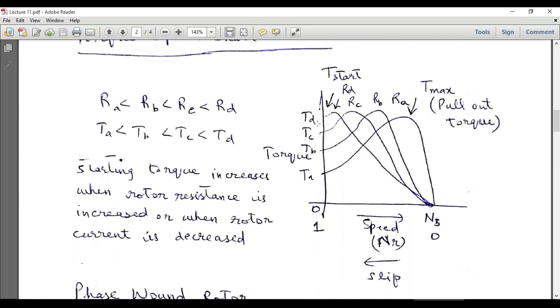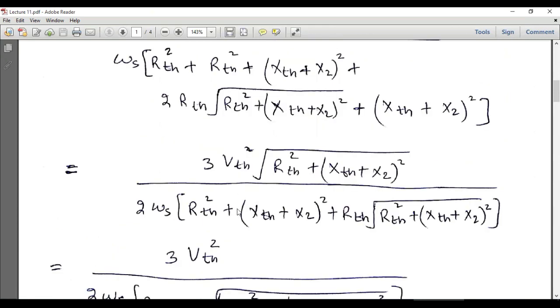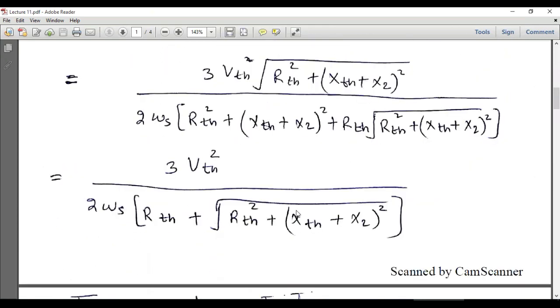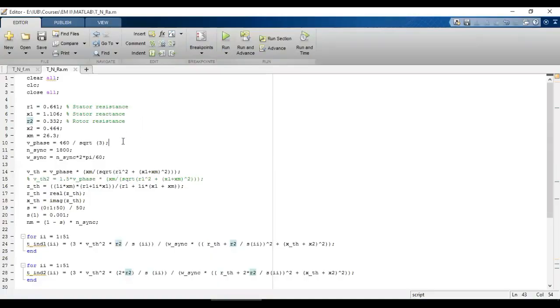again over here. This is the starting torque, this is the pull out torque, and now we are going to plot these torque speed characteristics in Matlab. Okay, so when we go to Matlab, you can see this is the stator resistance. Okay, this is stator reactance, this is rotor resistance, this is rotor reactance, this is magnetizing reactance, and this is the phase velocity, synchronous speed, and omega s is equal to 2 pi ns over 60.